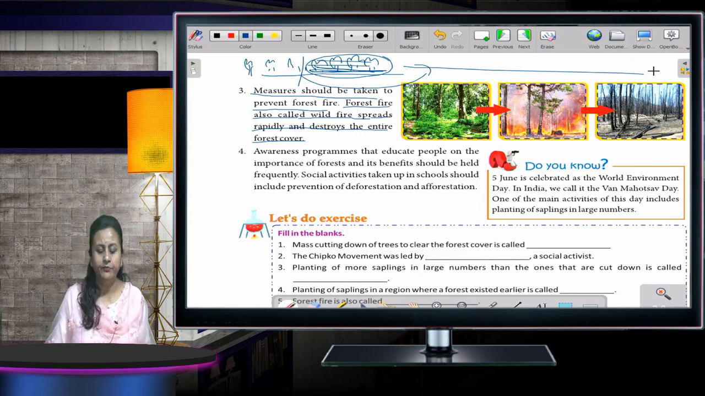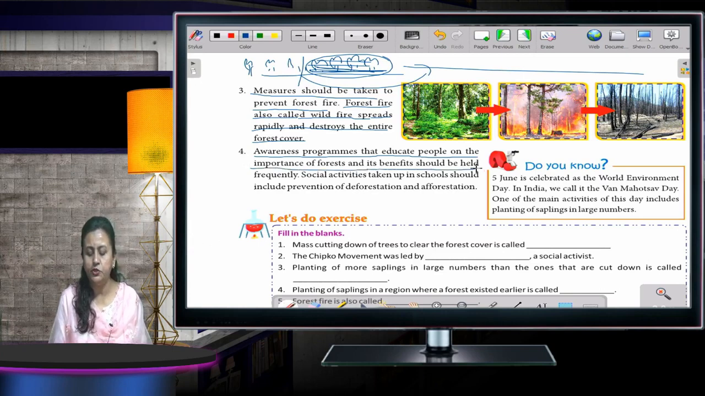Now, awareness programs that educate people on the importance of forests and their benefits should be held frequently. So that these awareness programs can tell us the benefits of forests. They should be done frequently.